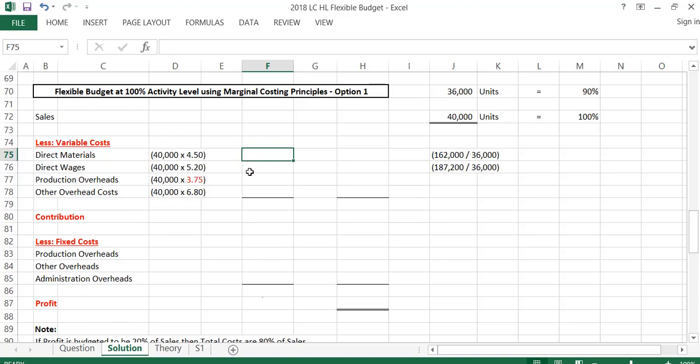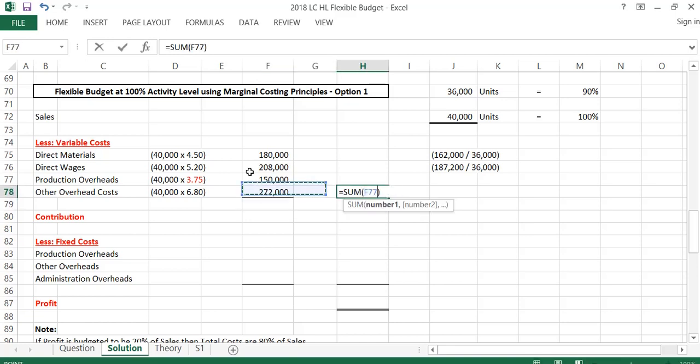But the units have changed. So here, for direct materials, now it's going to be 40,000 units by the cost of 4.50, which stays the same. Wages are going to be 40,000 units again, and the 5.20 will stay the same. Production overheads are going to be 40,000 units by, they have now changed to €3.75. And other overhead costs again are 40,000 units by 6.80, which stays the same. So if I total up my variable costs, they come to 810,000.